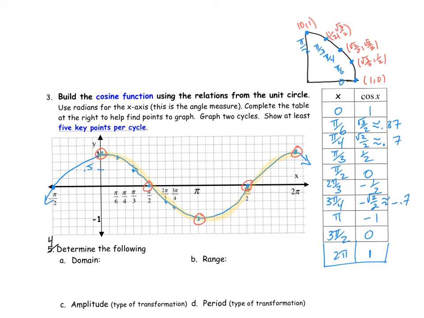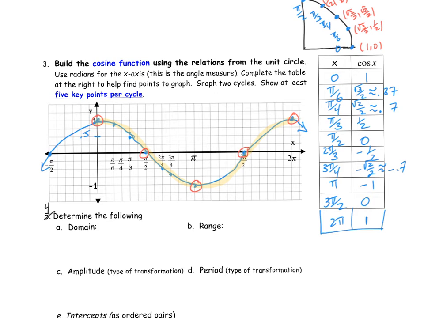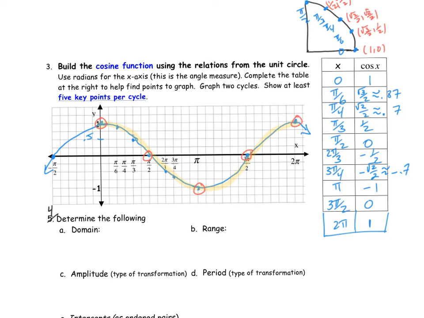What's the domain? The domain is all x values. This function is continuous. We don't have any asymptotes or any reason that we can't put in any input for x. So the domain is going to be all real numbers. So I will put that in, negative infinity to infinity. The range is going to be all y values. This periodic function is bounded between negative 1 and 1 inclusive, so that is our range.